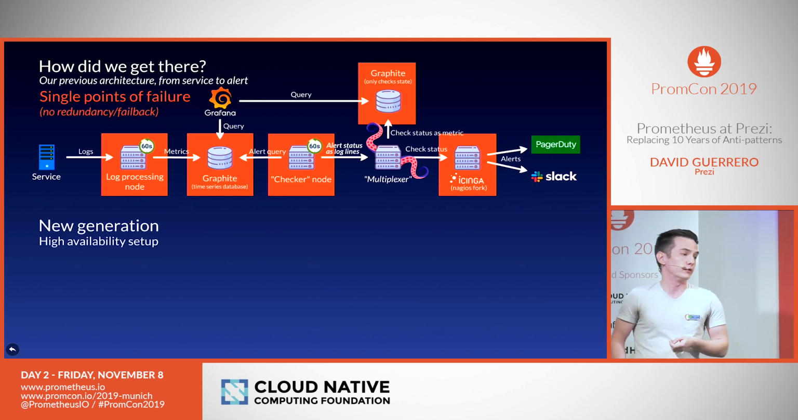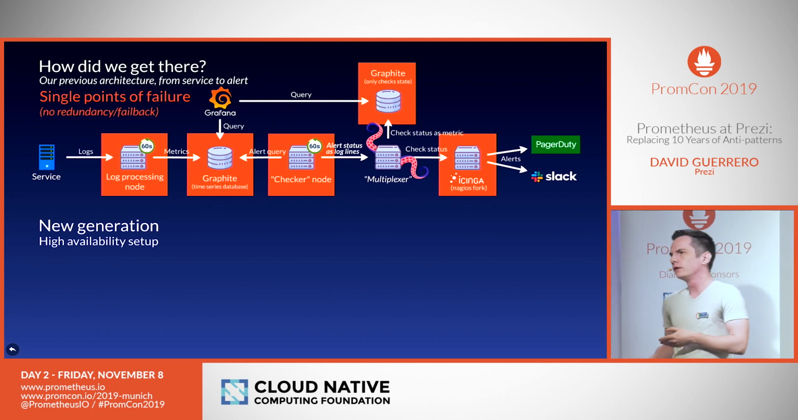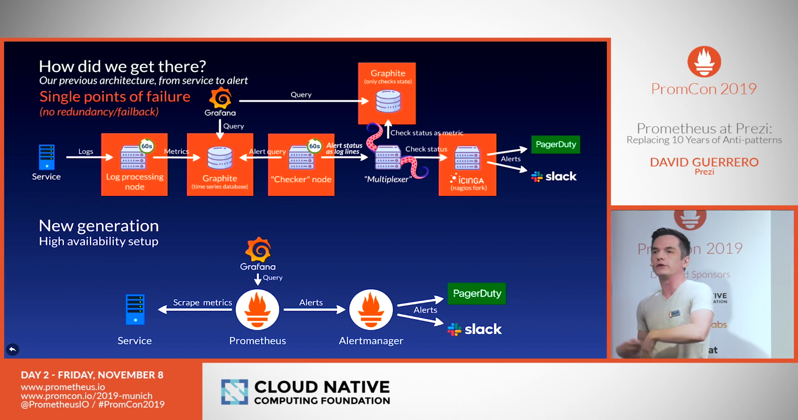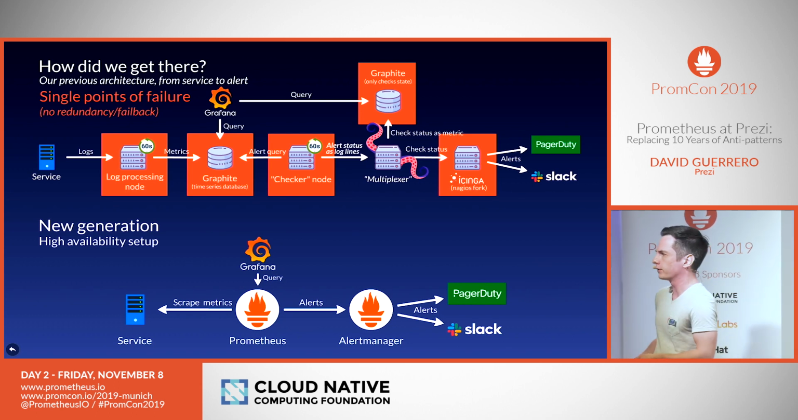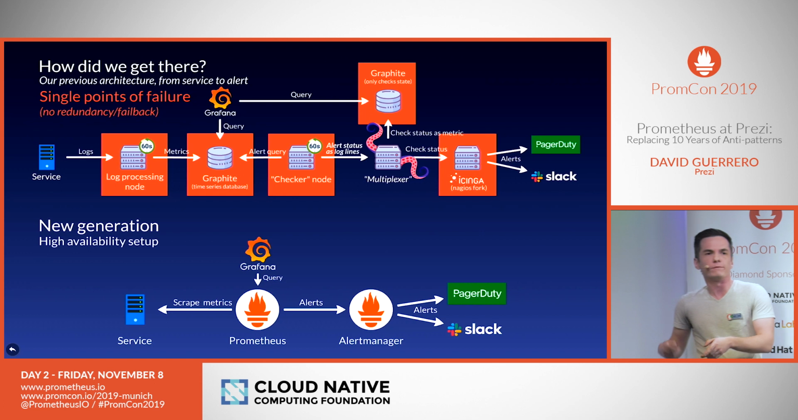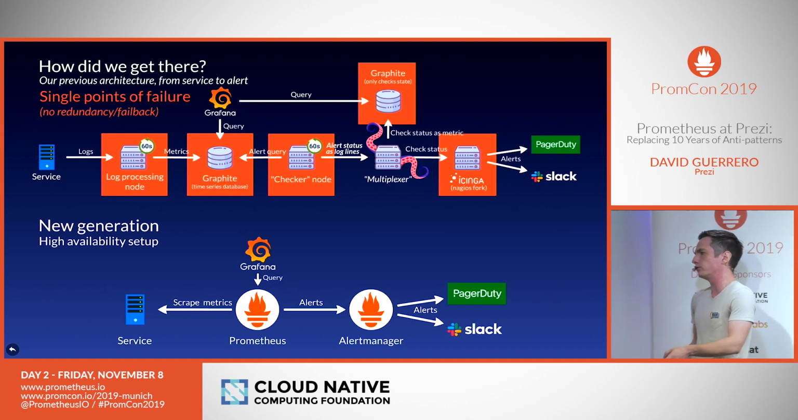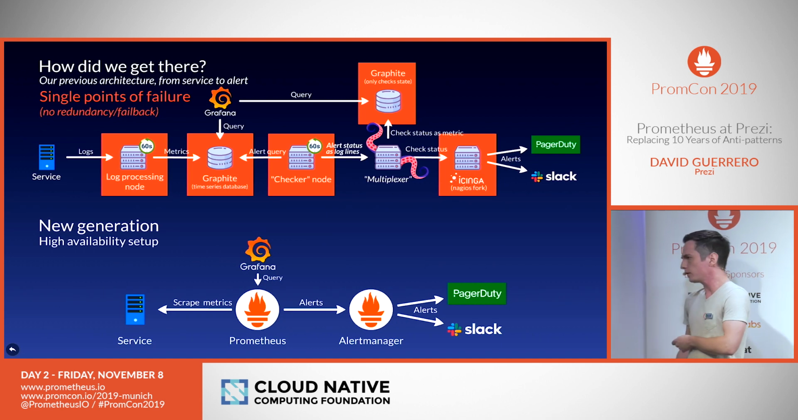Compared to that, the standard Prometheus architecture, I guess everyone is familiar with now: Prometheus scrapes the service, alerts go to Alertmanager, which deduplicates and sends them to PagerDuty and Slack. We also have Grafana. We have multiple of these stacks. We run this in HA, with 2 Prometheus per stack, and we have a single Alertmanager cluster.